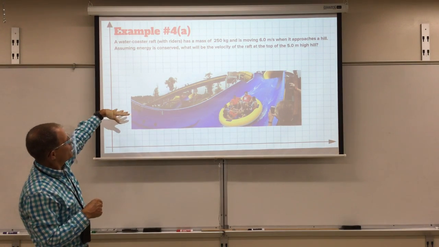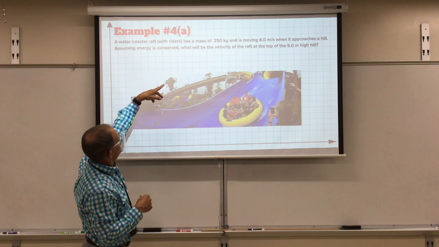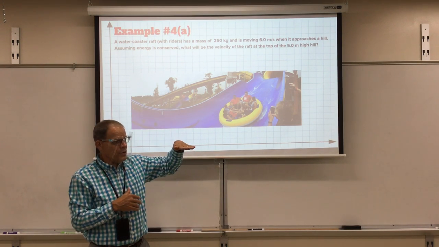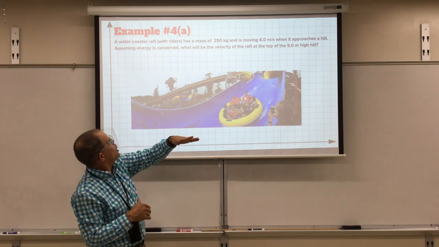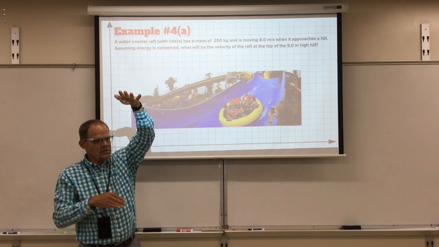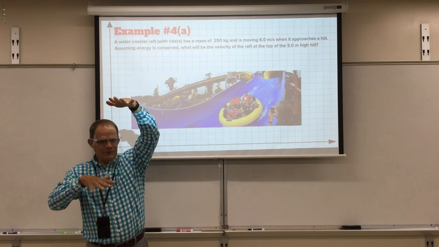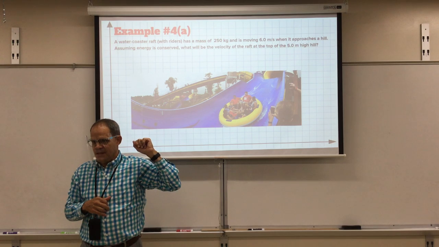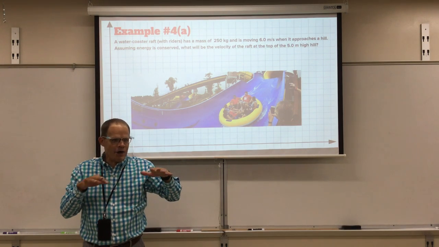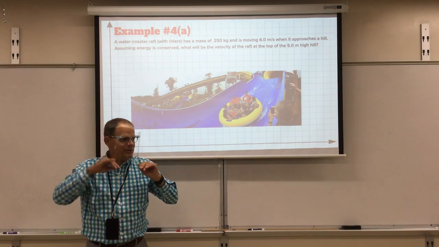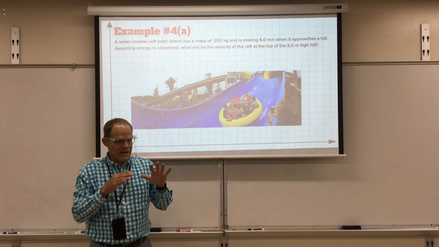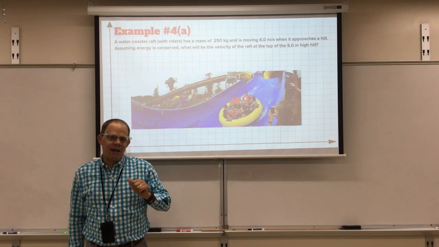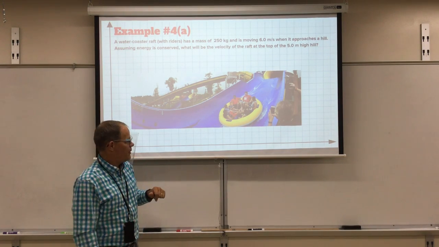So, a water coaster has a mass of 250 kilograms. It's going 6 meters per second when it approaches that hill, and it's going to go up the hill, which is 5 meters tall, about 15 feet, and I want to know how fast is it going at the top. And we're going to assume, because it's all nice and watery, that it's really slick, and we don't have any friction. So we're not going to lose any energy to friction. So how fast are you going at the top of the hill? That's the question.